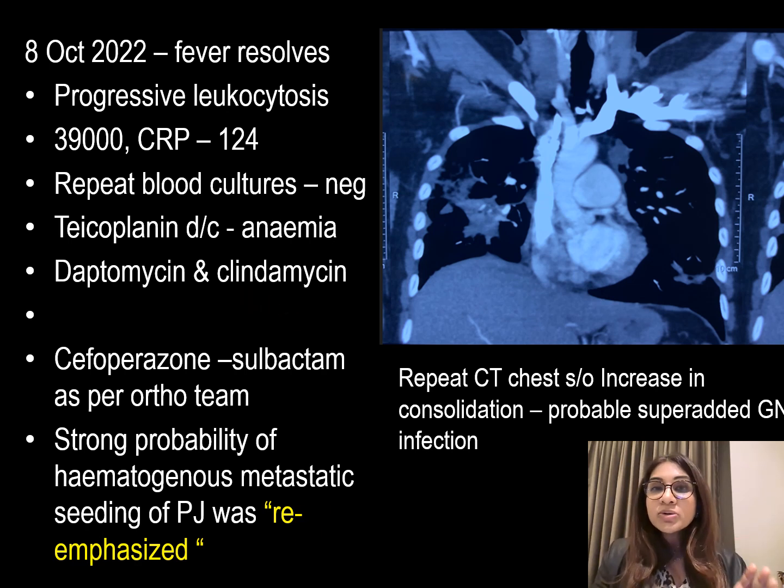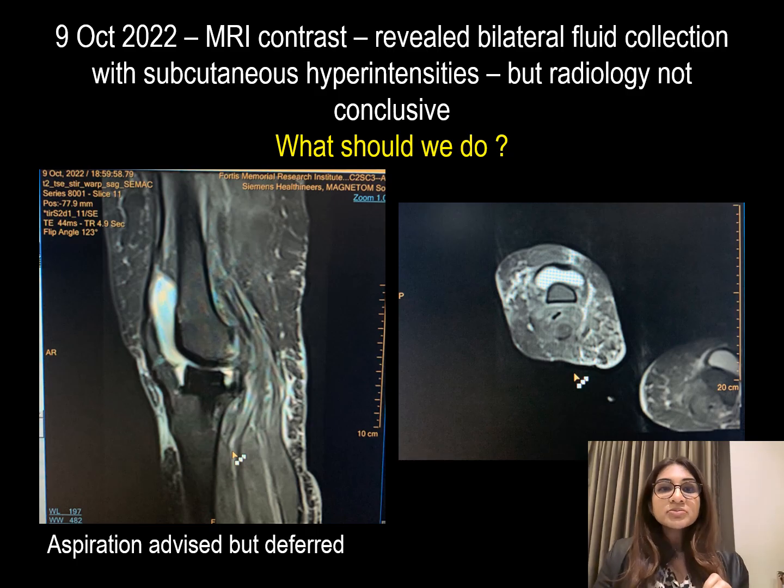And as we know, Staph aureus has the potential to seed into the lungs, into the heart with vegetations, as well as in a patient who has got implants, it will go and seed into the joint. Hence, the MRI contrast was performed, and that revealed this bilateral fluid collection with subcutaneous hyperintensities. However, still the radiology was not very conclusive. They said that this could be post-operative as well.